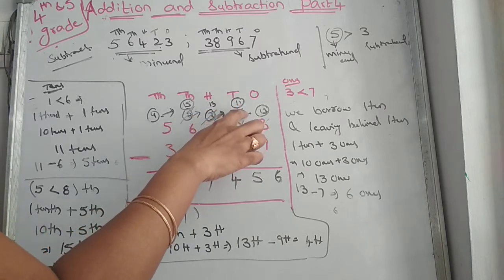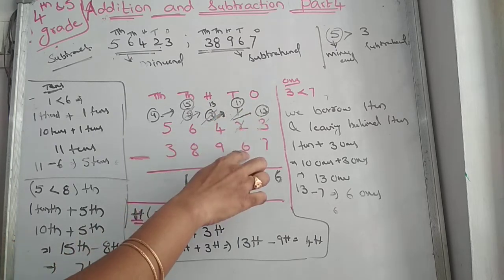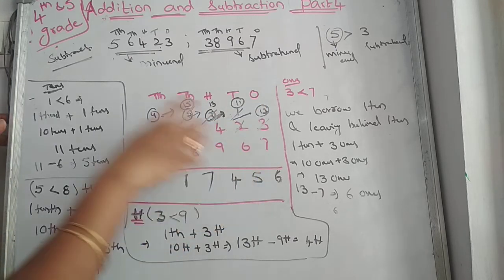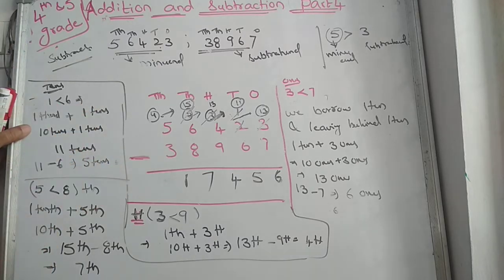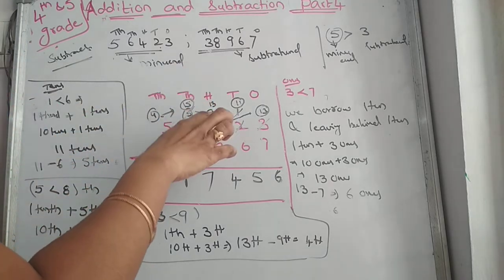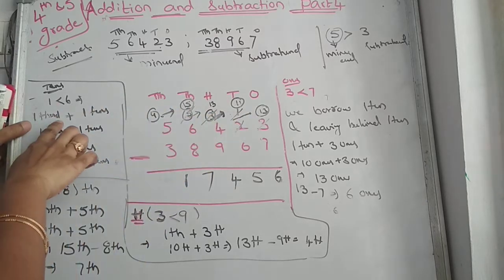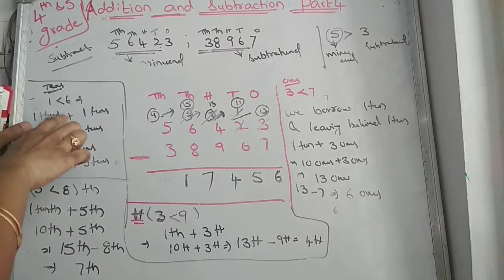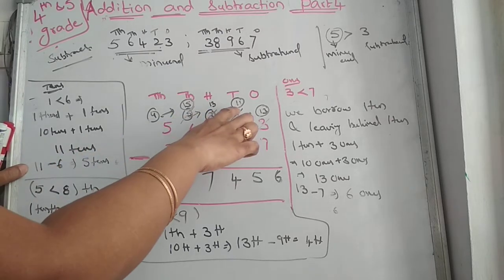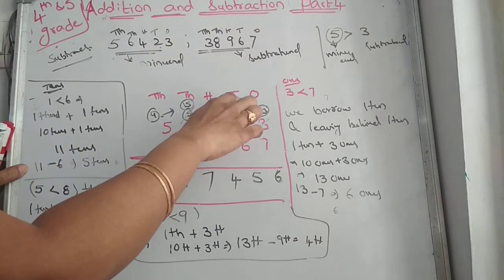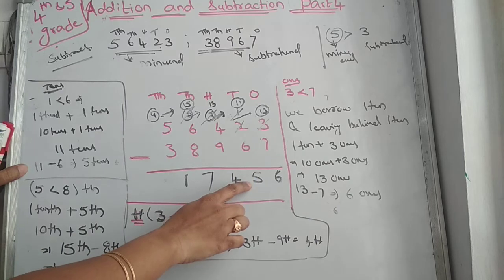So here the main number is 1 and 6. 1 is less than 6 in the tens place, so again we will borrow. We can take 1 from the hundreds place. 100 means 10 tens, so 10 tens plus 1 ten means 11 tens. So the number will be 11. 11 minus 6 means 5.